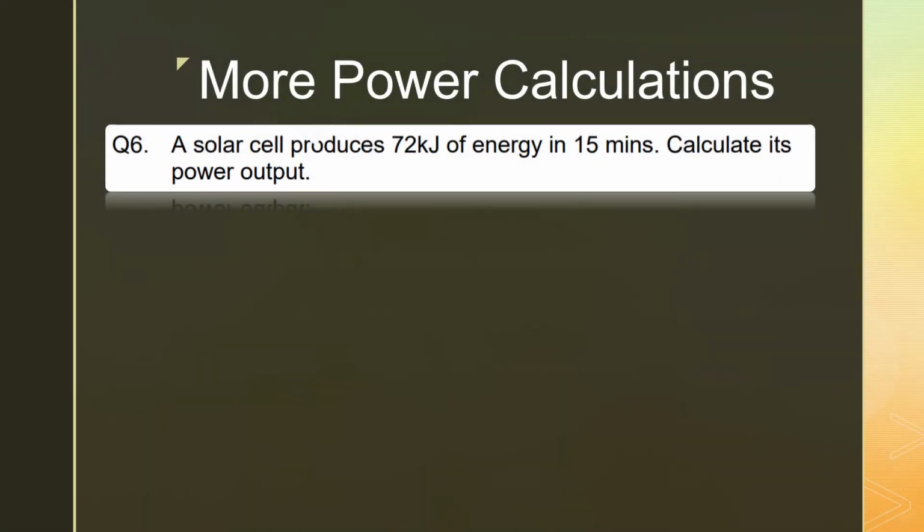Question number 6. A solar cell produces 72 kilojoules of energy in 15 minutes. Calculate its power output. So P is equal to E over T. No need to rearrange this one because it's already got power as the subject. So we need to put in here 72,000 divided by, here it's got to be 15 times 60. Again, that has to be in seconds if we want our answer to be in watts. So on my calculator, 72,000 divided by, open bracket, 15 times 60, close bracket, and we're going to get 80 watts. It's an 80 watt solar cell.